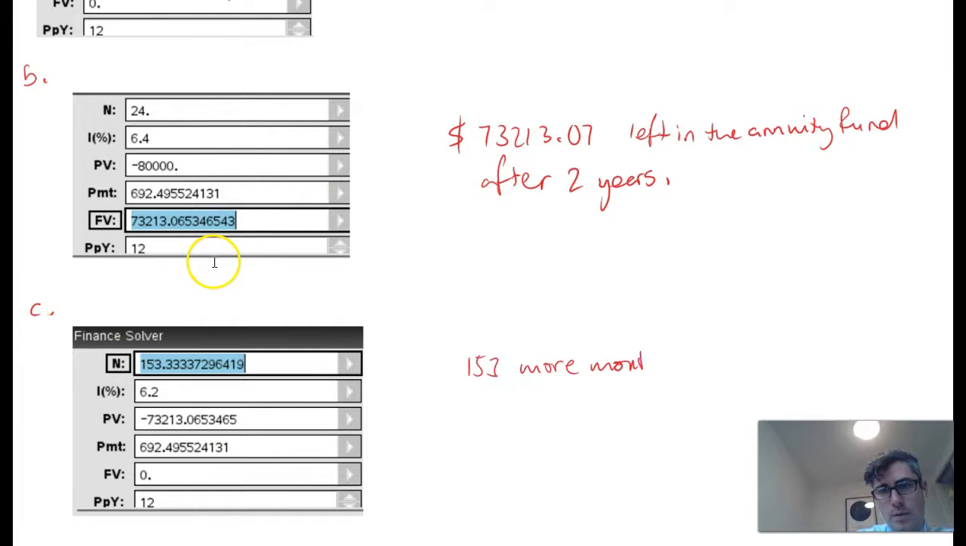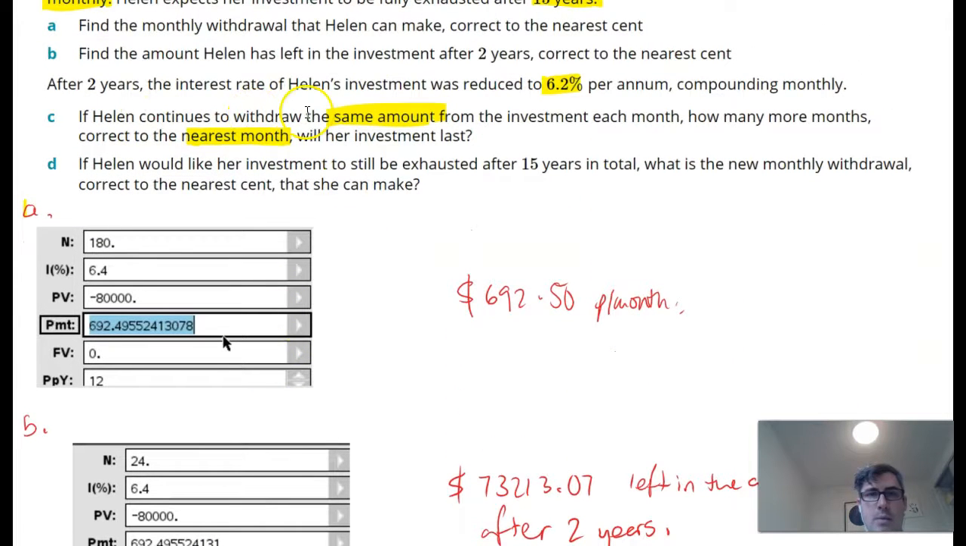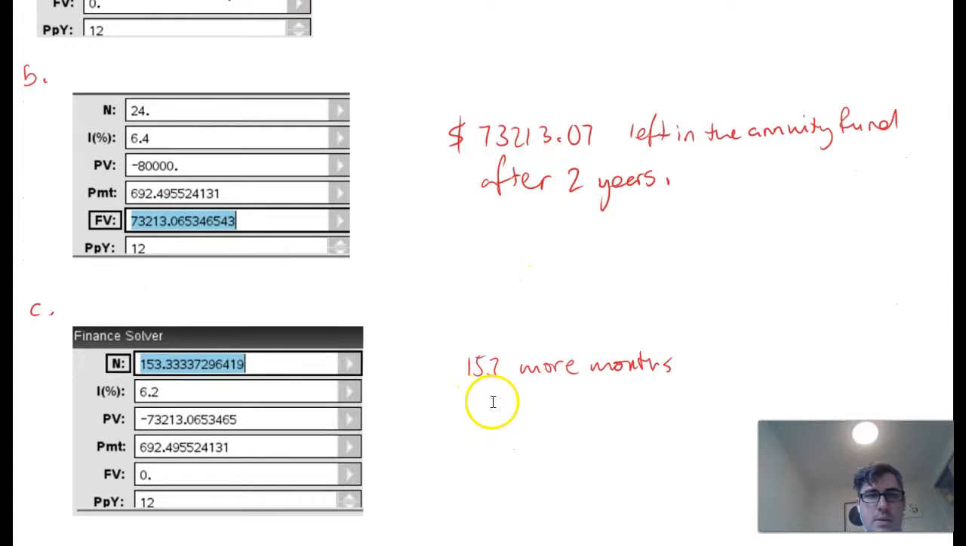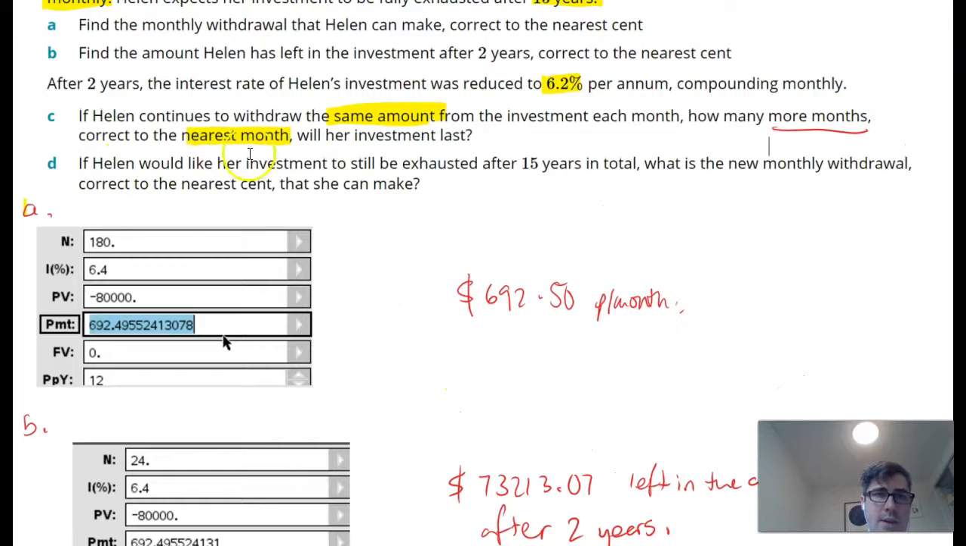more months. Now double check the question, because it might ask total amount of months, or it might ask how many more months. How many more months? Okay, so yeah, it's just 153, then we don't have to add it to the previous 24. Okay. Part D. If Helen would like her investment to still be exhausted after 15 years in total, what is the new monthly withdrawal to the nearest cent?